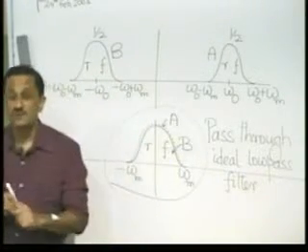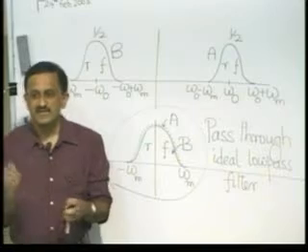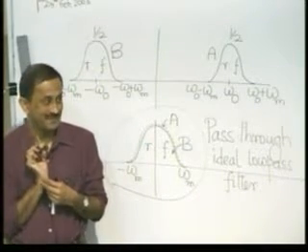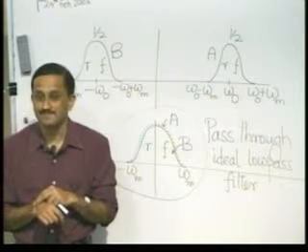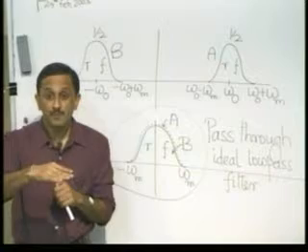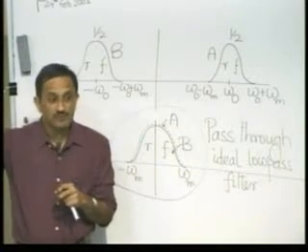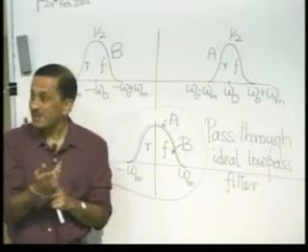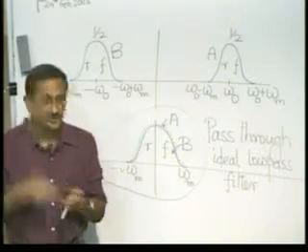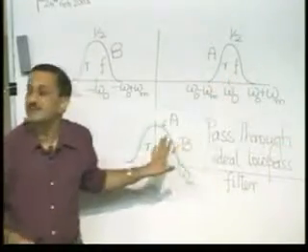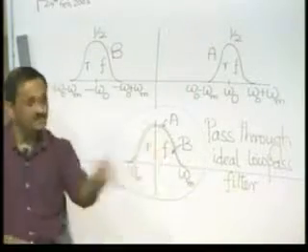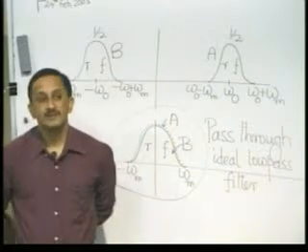What should be the cutoff frequency of the low pass filter? Just a little more than omega m. And of course, since omega naught is much greater than omega m, 2 omega naught is also much greater than omega m, and 2 omega naught minus omega m is also much greater. So those other spectra will never interfere with this. By putting a low pass filter, this can be extracted and the original signal is obtained.